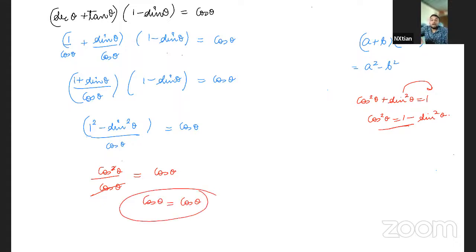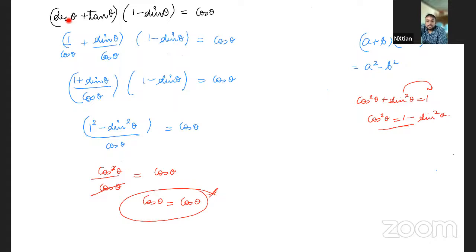Now, this is the question. What is this? (sec theta plus tan theta) into (1 minus sin theta) is equal to cos theta. That we have to prove. Now, we should know this formula. Oral test, I will take after this question.